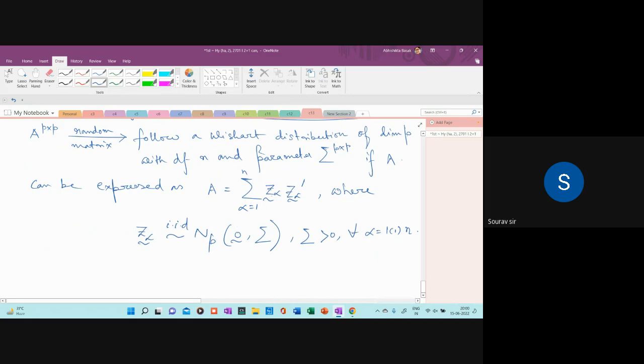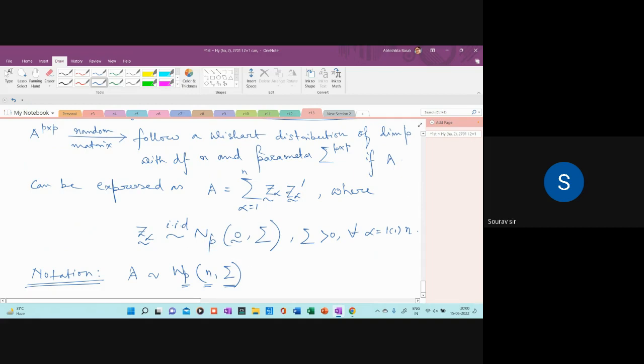Instead of x, I have used the name z. All of the time my x was following some mu curl and sigma. Here the mean is not mu curl, it is zero curl, the mean is always null, and the notation is A follows Wishart p, n comma sigma. So this denotes the dimension, this denotes the degrees of freedom, and this denotes the parameter.